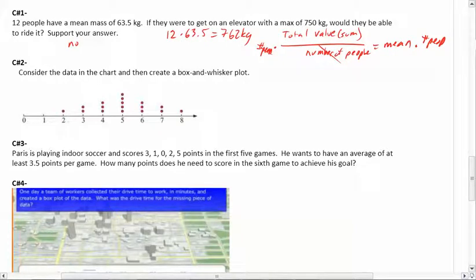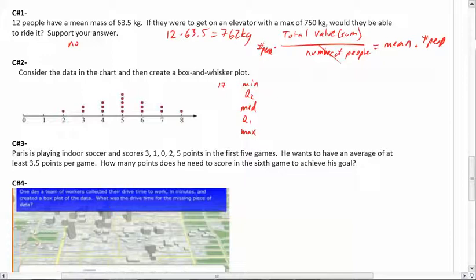Alright, so in question number 2, we're going to consider the data in the chart and then create a box and whisker plot. You see we've got all our points here, so we're going to count how many points there are. 1, 2, 3, 4, 5, 6, 7, 8, 9, 10, 11, 12, 13, 14, 15, 16, 17. I count a total of 17 points. So with 17 points, in order to get the box and whisker plot, I need the minimum, quartile 1, the median, quartile 3, and the maximum.